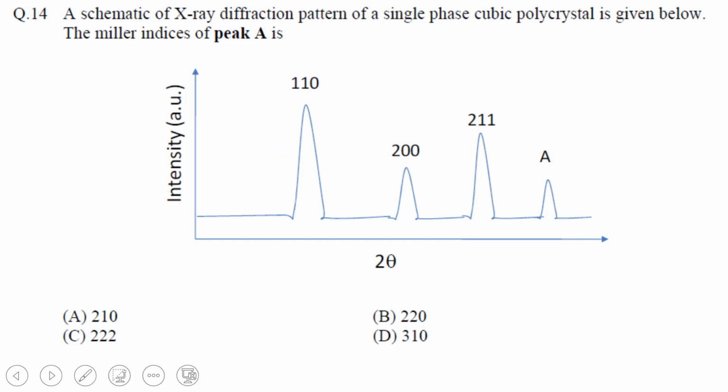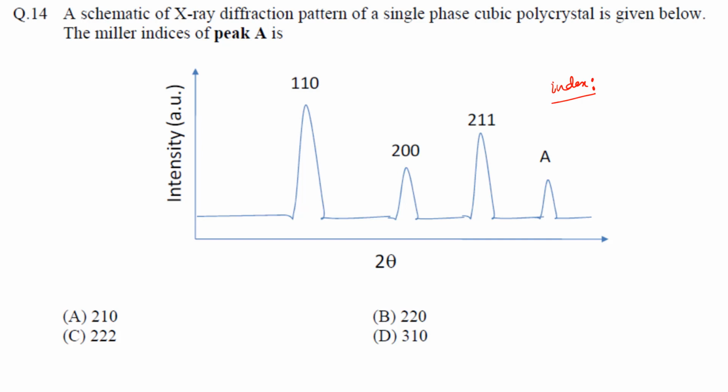Now next question. A schematic of an X-ray diffraction pattern of a single phase cubic polycrystal is given below. The Miller indices of peak A is. Okay. Now here the diffraction pattern is given for X-ray, and this material is a polycrystal material. So if you see the indices, using the indices we can find whether this diffraction pattern is of simple cubic or BCC or FCC.